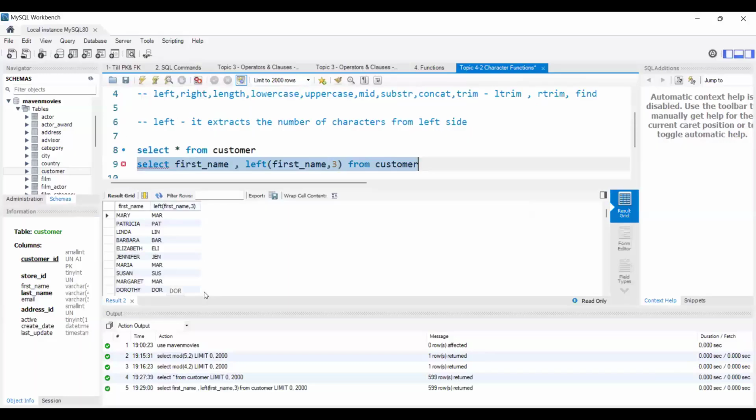See, that's the reason I used two columns here separately. This is my first name, and these are the first three characters of the first name, first three letters like that. This is my output.